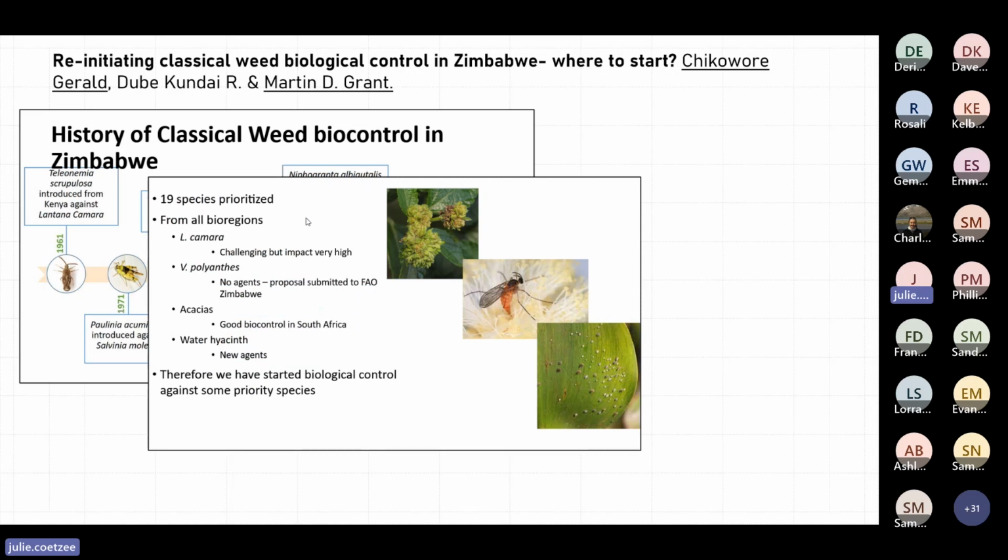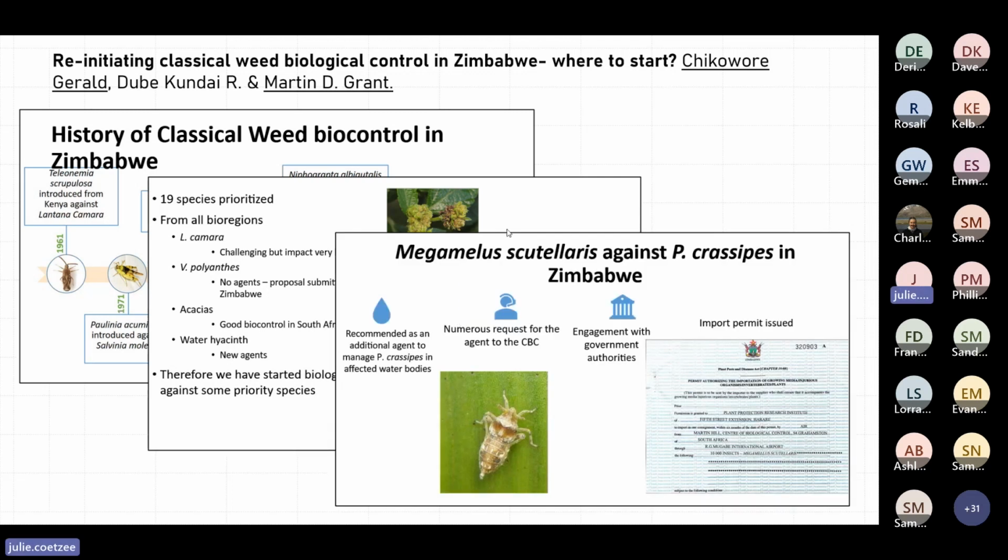And so 19 species have been prioritized from all the bioregions in Zimbabwe. And a real win is, I said I wasn't going to show Megamelus, but here it is. Megamelus scutellaris, the water hyacinth hopper, has been approved for release in Zimbabwe through Gerald's engagement with the government authorities and through engagement with us in South Africa. And so shipments of Megamelus have been sent to Zimbabwe, and we're really holding thumbs that we'll see the successes there that we are seeing here in South Africa.